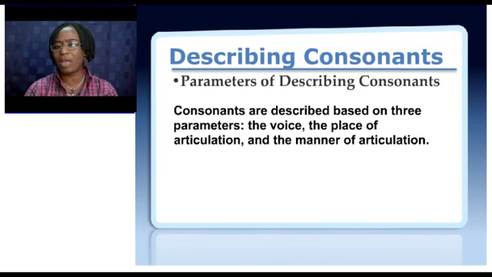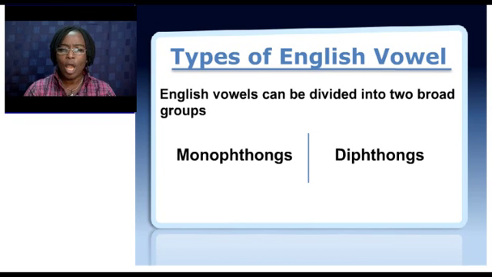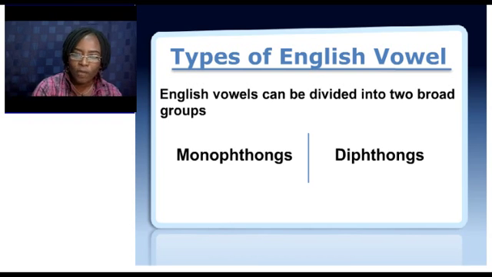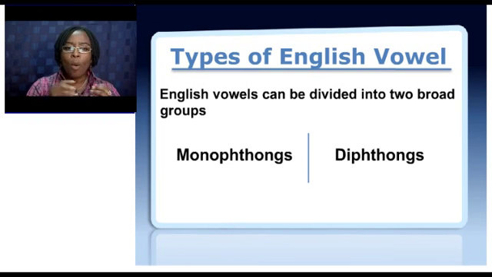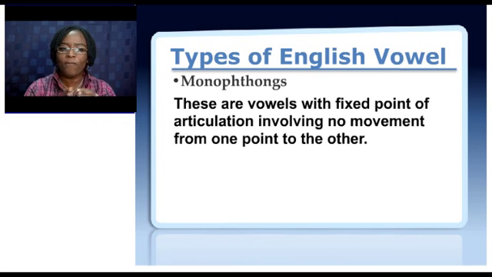Now let us look at vowels. You should still remember that vowels are sounds produced with a free passage of the air stream used in speech production. We can divide the English vowels into two broad groups, which are monophthongs and diphthongs. Monophthongs are those vowels with fixed points of articulation involving no movement from one point to the other.